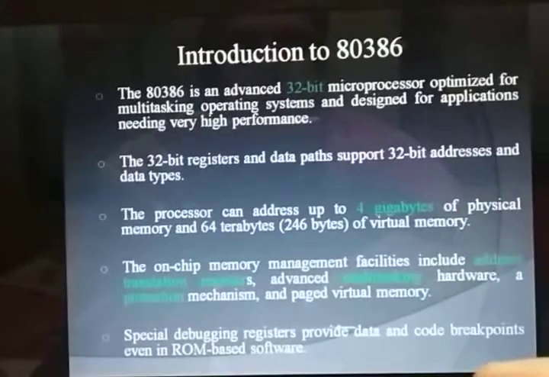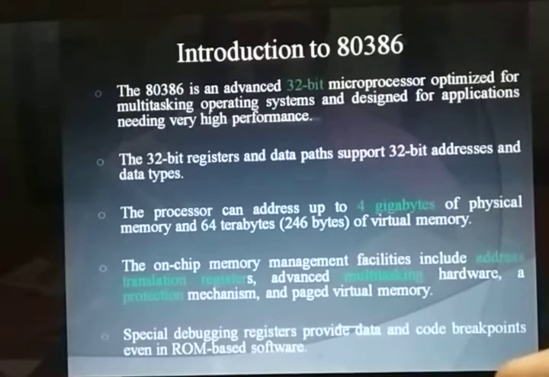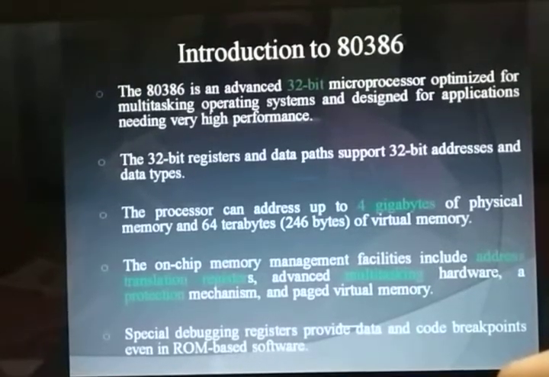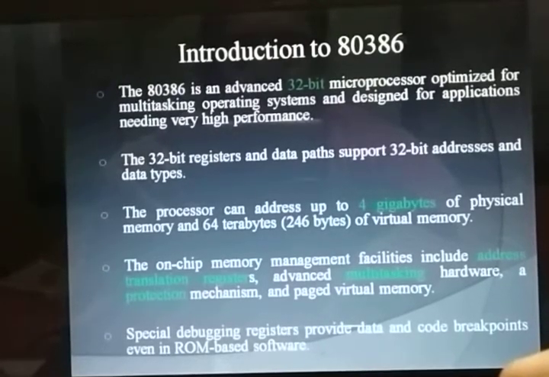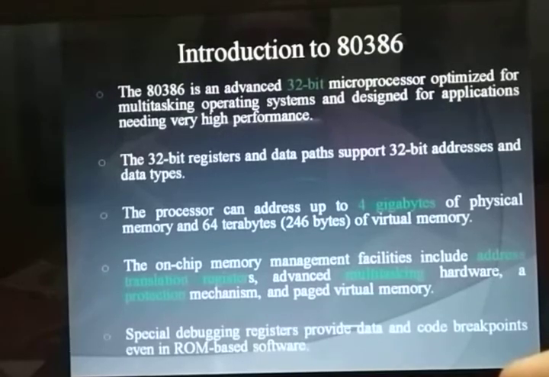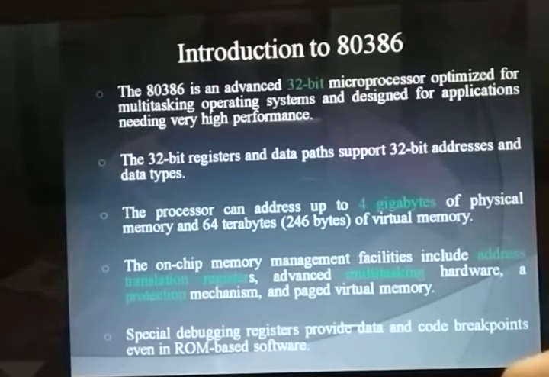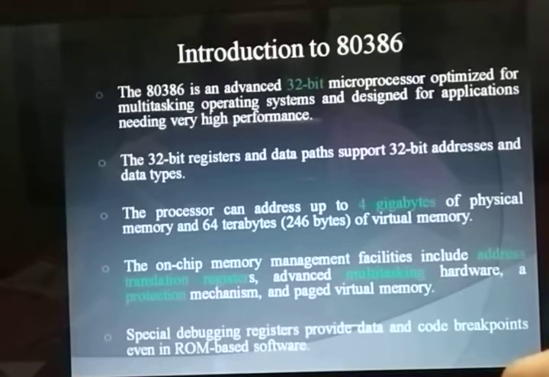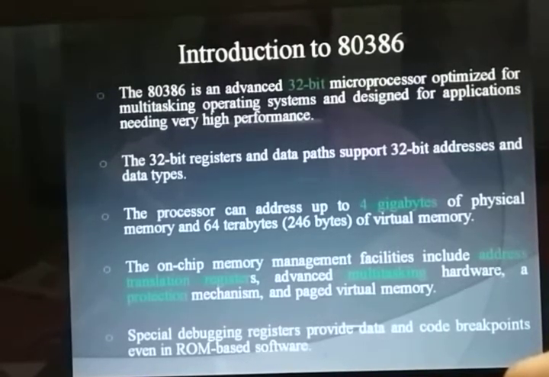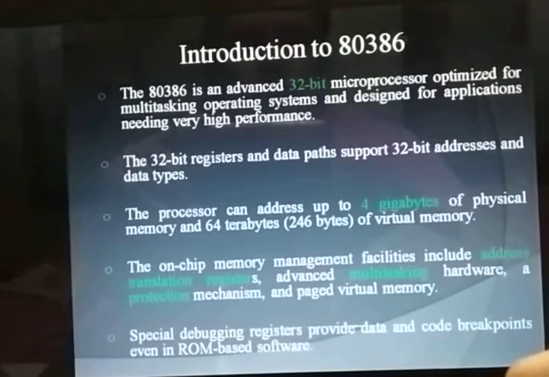Introduction of 80386. You can see 80386 is an advanced 32-bit microprocessor optimized for multitasking operating systems and designed for applications needing very high performance. It means 80386 has a 32-bit data bus and 32-bit address bus, so it can hold 32 bits of information at a time, meaning it can perform operations on 32-bit instructions. And it has a multitasking feature. What is the meaning of multitasking? It means at a time you can perform many tasks. So this is the feature of multitasking, and it provides protection also.